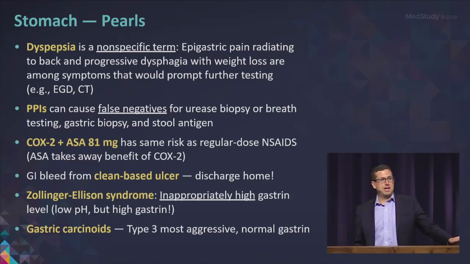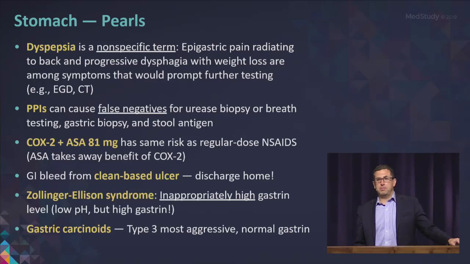Aspirin and NSAIDs take the benefit away from COX in terms of ulcer risk. GI bleeding from a clean-based ulcer, very low rate of rebleeding, discharge home. Zollinger-Ellison syndrome, inappropriately high gastrin levels. So the pH is low, but the gastrin is high.